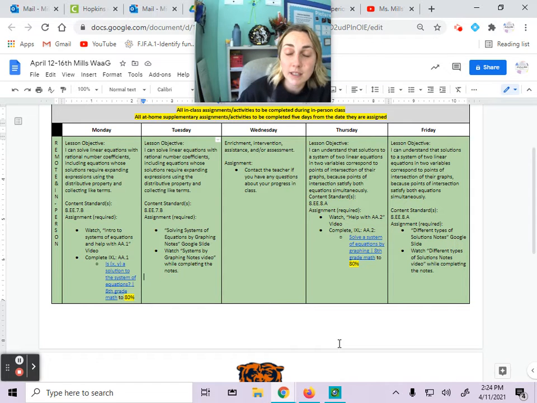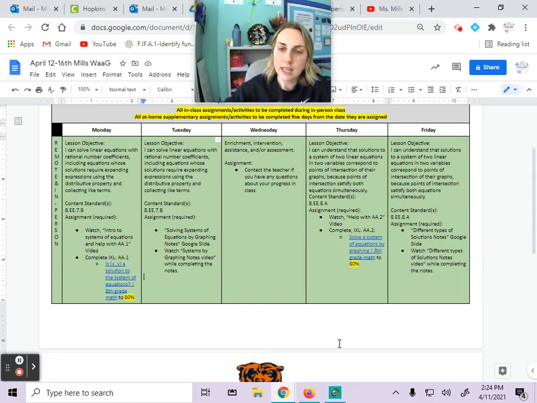So what it's basically going to make you do is graph two equations and find where those lines meet up. You're going to find the ordered pair where they touch, okay? So that is going to be your solution to those equations.